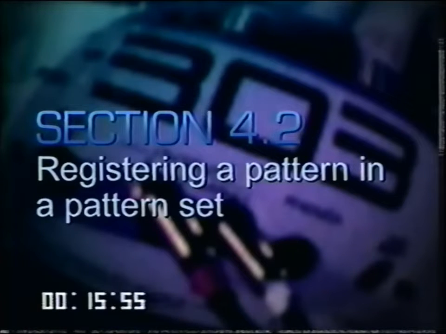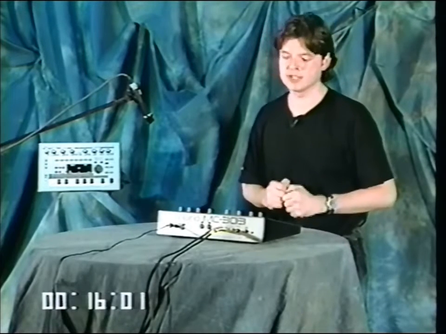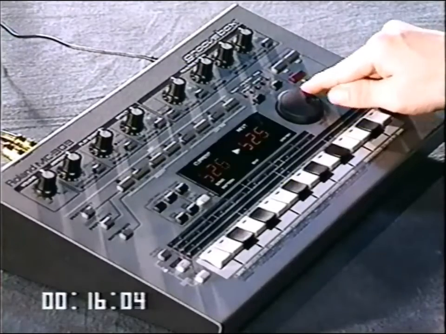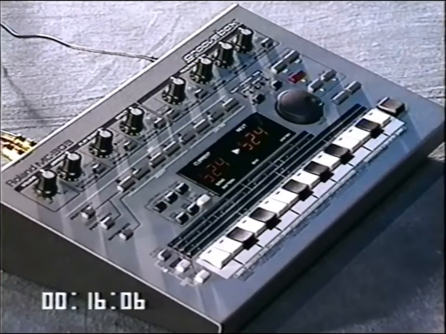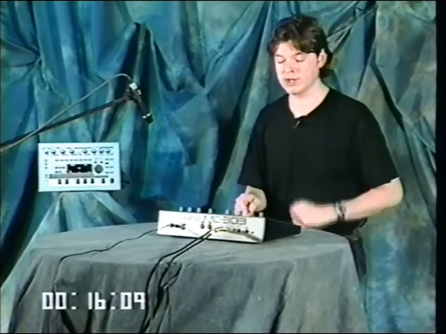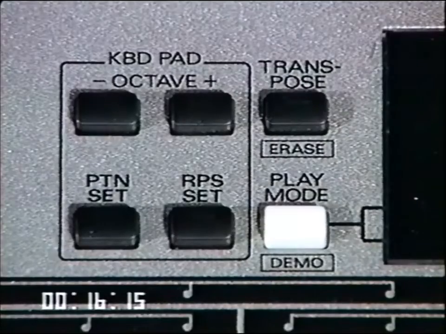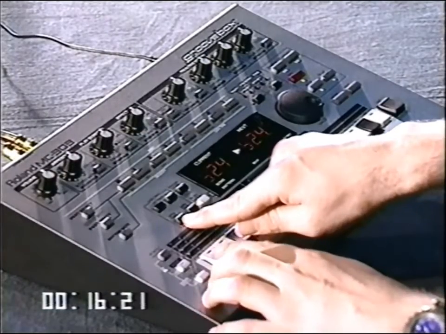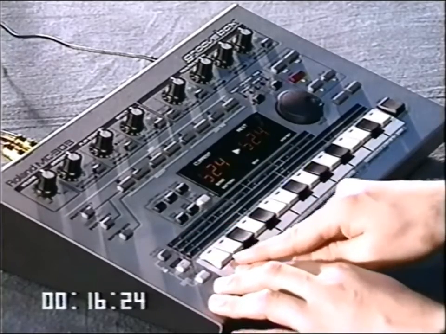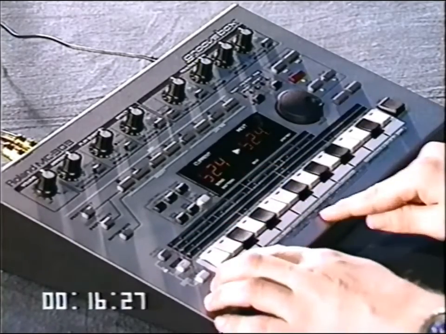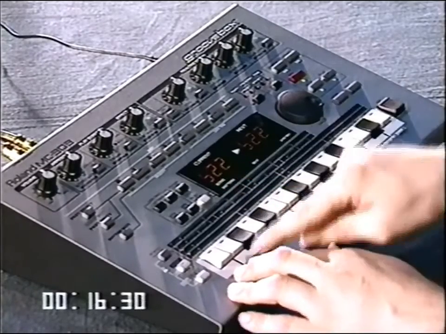Now, how do you actually register your own favorite patterns to one of these keys? I'm going to show you how to register a pattern within a pattern set. First thing we do is select the pattern that we wish to assign. There's B24. Now I want to set that up so that it is selected when I press key number 1. So first go into pattern set mode, and whilst holding down the pattern set button, press key number 1. The key lights briefly, and that has now assigned B24 to the key.